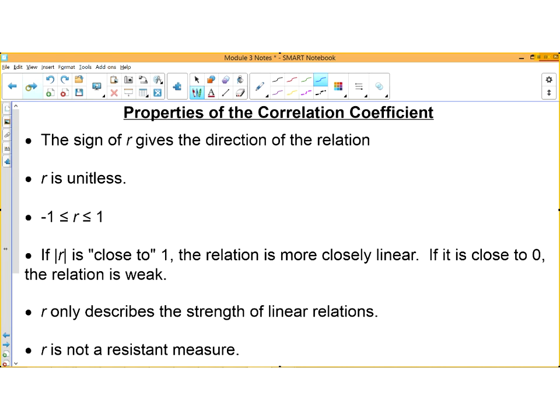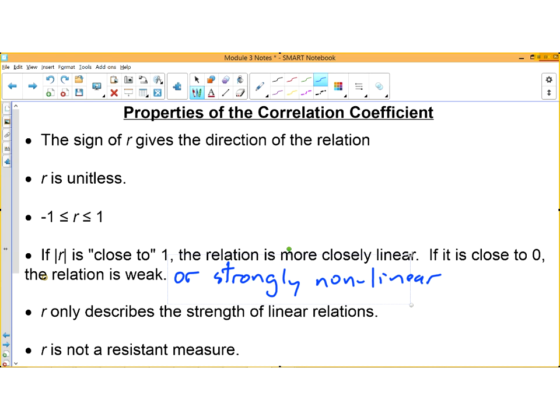If it's closer to 0, the relationship is, I'm going to cross out weak, this is actually bad wording. What I can say is the relationship is either weakly or strongly non-linear. So if you had a very curved graph that went up and then down, that's not anywhere close to a line. So even though R is close to 0, it may still have a strong association. It would just have to be non-linear.